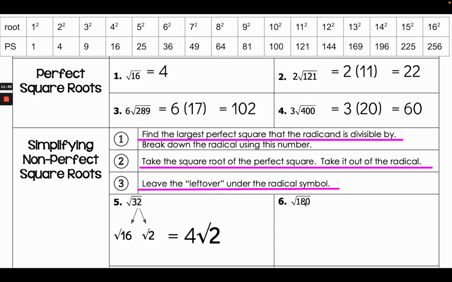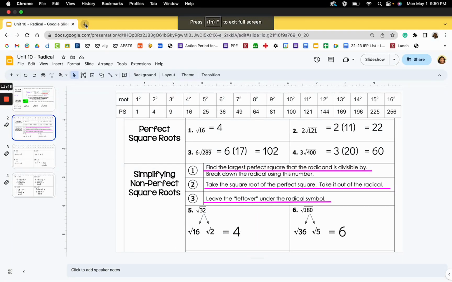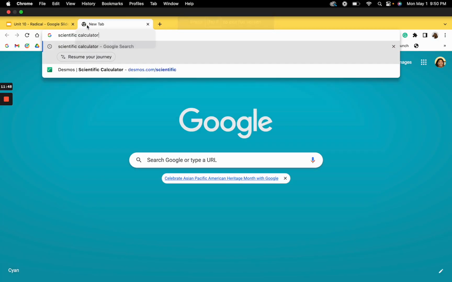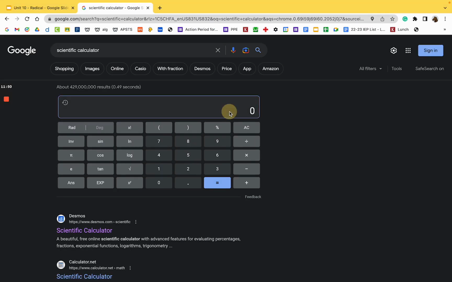Now, when it has a big number like this, what I like to do is pull up a scientific calculator and just start doing my options. 180, and I start dividing them by perfect squares. I know that I have a 100. Nope, that's 1.8. Okay, I'm going to clear it. 180 divided by 64. Nope, 2.8. 180 divided by 81. Nope, 2.2.